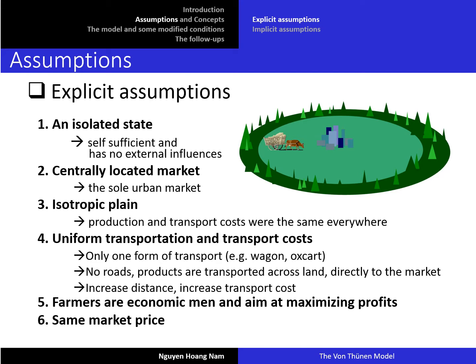The second explicit assumption is a centrally located market. In this state, we can see the figure on the right of the slide. The whole state is everything, the green circle, and we have the market located in the center of the state. The market here is all the squares. Here, the figures stand for cities or markets. So we have the sole urban market. The third assumption is isotropic plane.